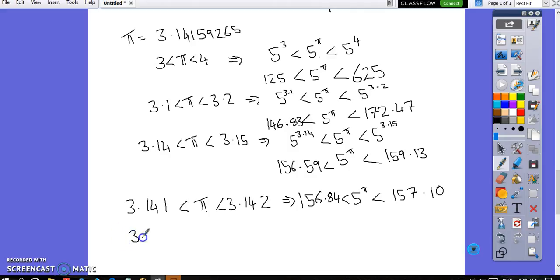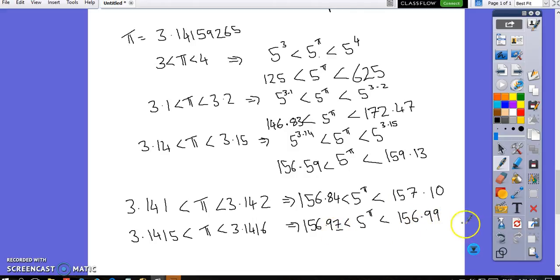So 3.1415 and 3.1416. So that means it's between 156.97 and 156.99. We're very, very close now. We only have one decimal point left to go. We can tell that it's going to be 156.9 something.